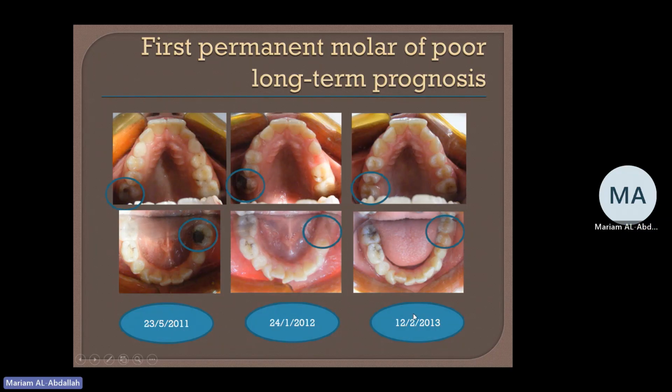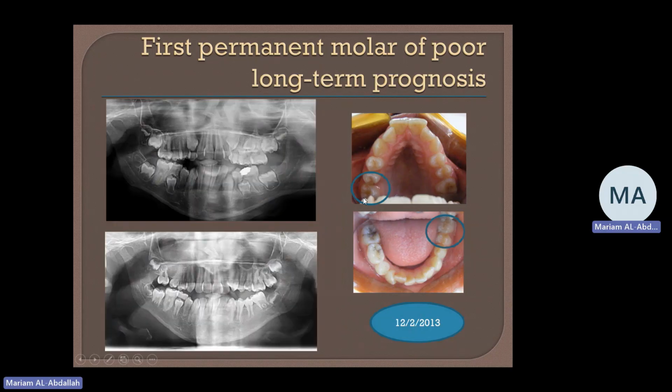So as you can see, less than 2 years after the extraction, you can see the 5 fully erupted, the canine fully erupted, and the 7 fully erupted in the place of the 6 as if there was no extracted 6. A beautiful 7 replacing the 6 of poor prognosis. And this radiograph was taken after that. And this is the 7 in the upper right quadrant.